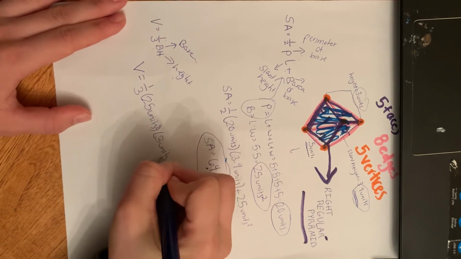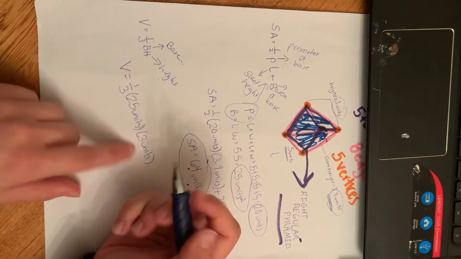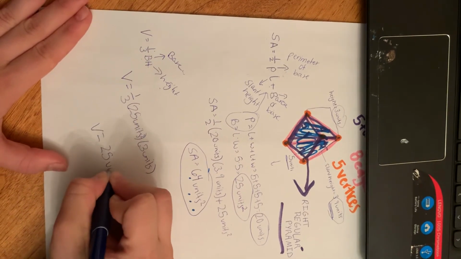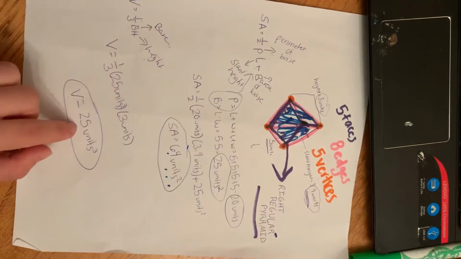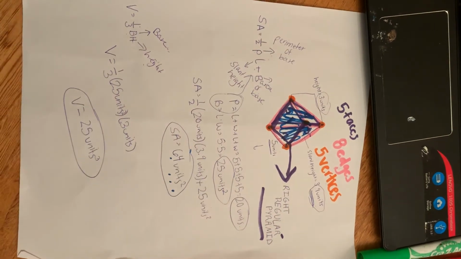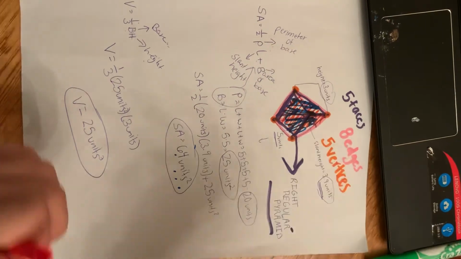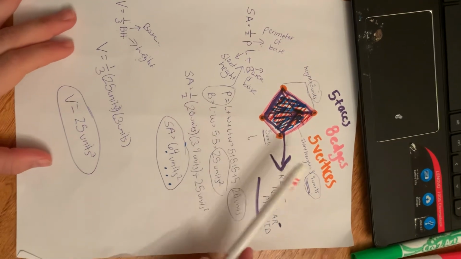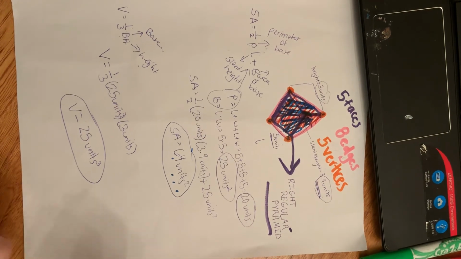Now when we plug this into our calculator, 1/3 times 25 units squared times 3 units, our volume is going to equal 25 units cubed. Meaning, there's 25 units in our polyhedron. So this is our lesson on surface area and volume for our right regular pyramid.